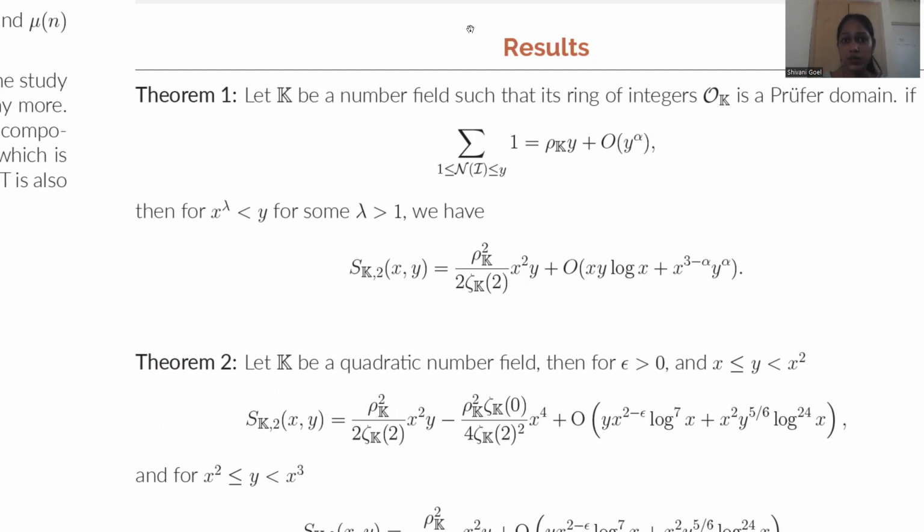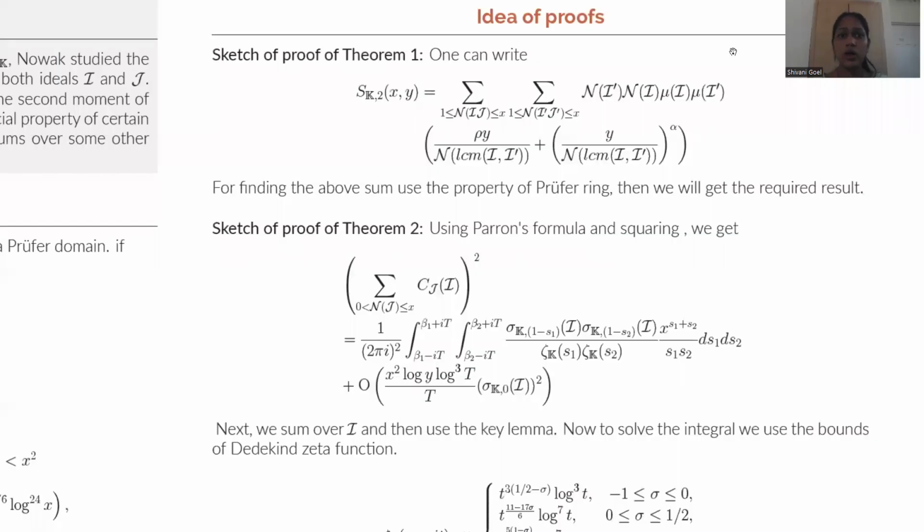Now we consider the proof of this theorem. We prove this theorem by some elementary number theory. We just change the order of summation, and then we get this sum. Now use the property of the Prufer domain that the norm over the LCM is equal to the GCD. This will give the GCD, and then with a simple calculation, we get the required result.